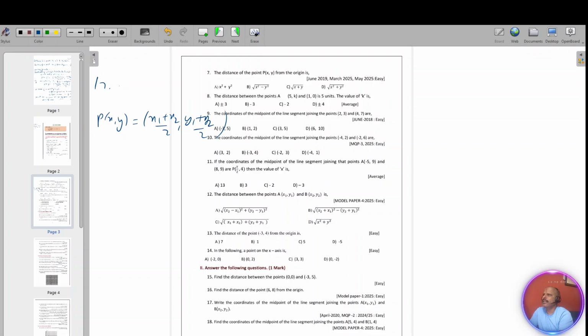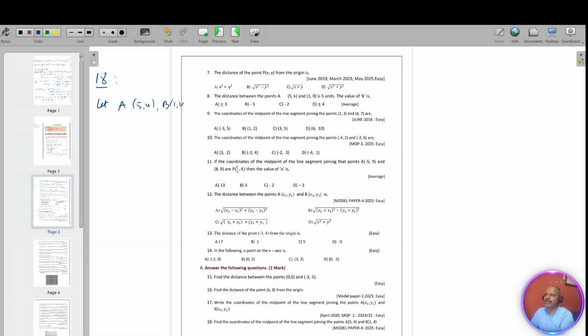We can write the given points here: A of (x1, y1), B of (x2, y2) are given. Okay. We'll see the 18th one. Find the coordinates of the midpoint of the line segment joining these two. Now they taught us the formula, now they give a problem to solve. We have solved this many times already.